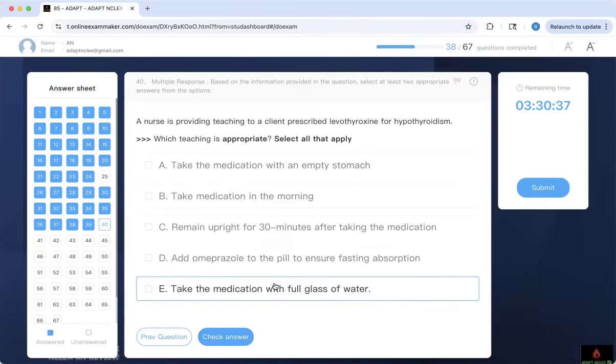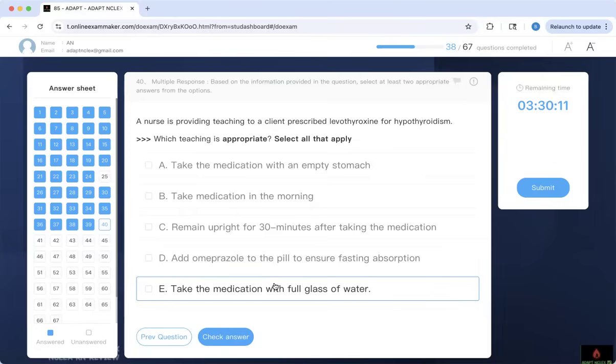And then she's providing teaching to a client prescribed what? Levothyroxine for hypothyroidism. What do you teach them? Pharmacology, endocrine pharmacology. That's what we're doing now. Take the medication on an empty stomach. Take medication in the morning. Remain upright for 30 minutes after taking the medication. Add omeprazole to the pill to ensure fast absorption. Take the medication with a full glass of water. What teaching do you provide?